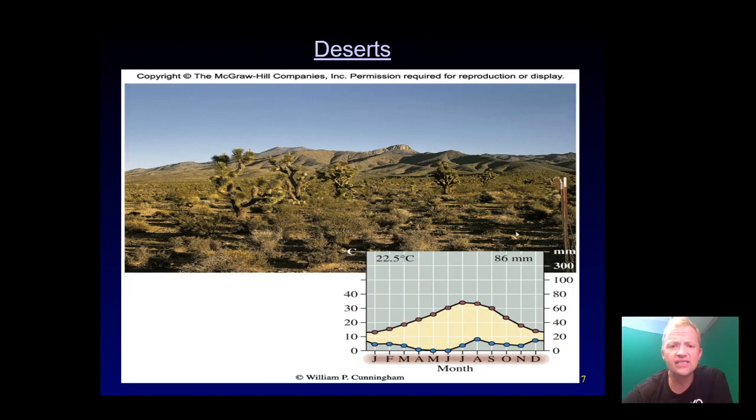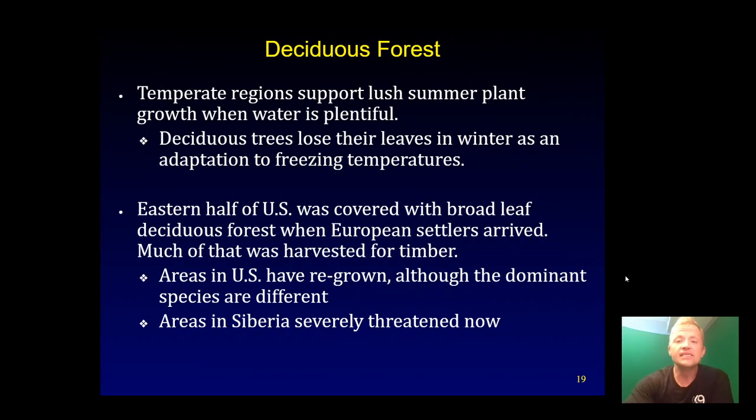And then here's the deserts region. You can watch this video to view deserts, but just know that the biggest thing here is the lack of water, very little water. Like I said, it can range from very extreme high temperatures to very low temperatures, but the big thing to focus on here is the amount of water, which is under 30 centimeters per year, is classified as a desert system.